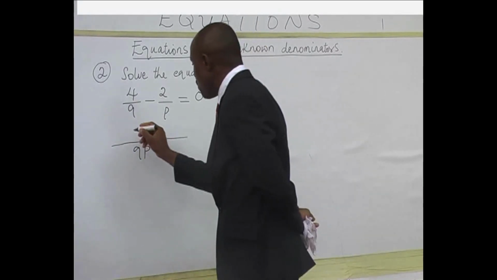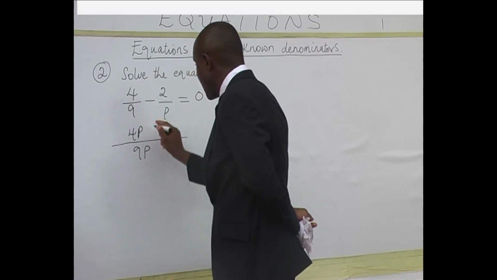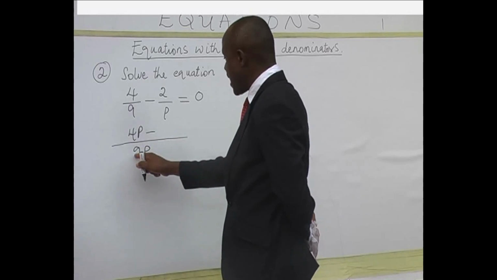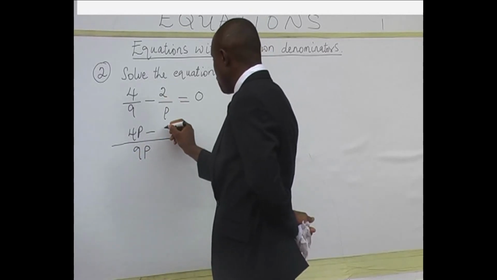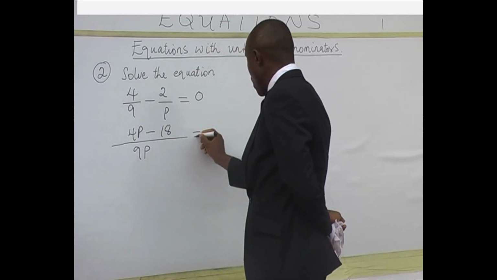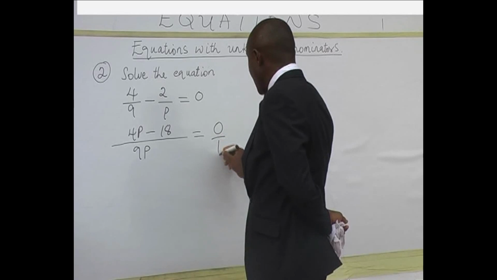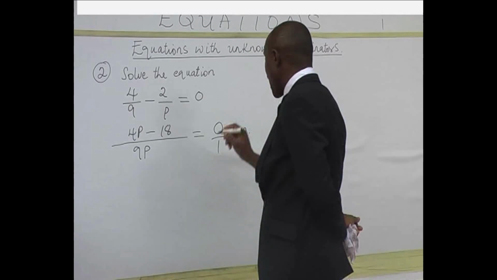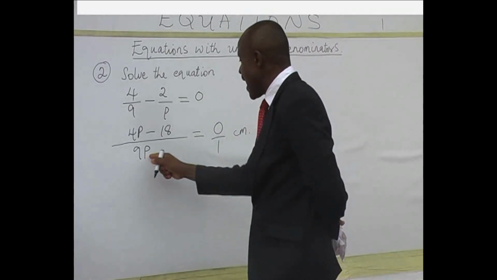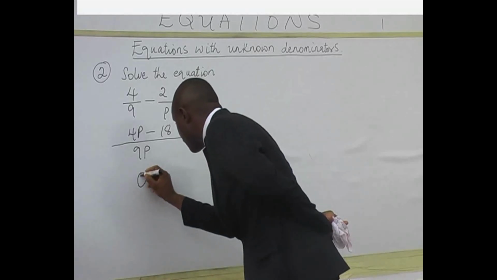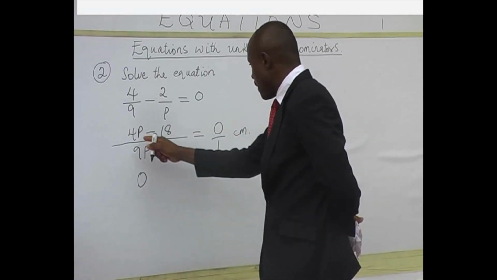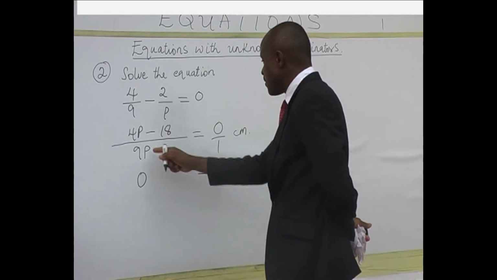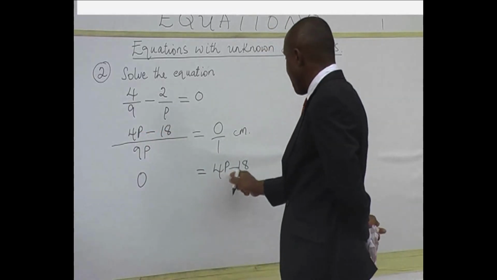p times 4 will give you 4p. Bring down the sign of minus. p divides 9p. p we cancel p and leave you with 9. 9 times 2 will give you 18. It's now equal to 0. Remember that 0 means 0 all over 1 in fraction form. At this level, you can cross multiply. 0 times anything is 0. So you have 0 is now equal to, bring down 4p minus 18, because 1 times 4p minus 18 will give you 4p minus 18.